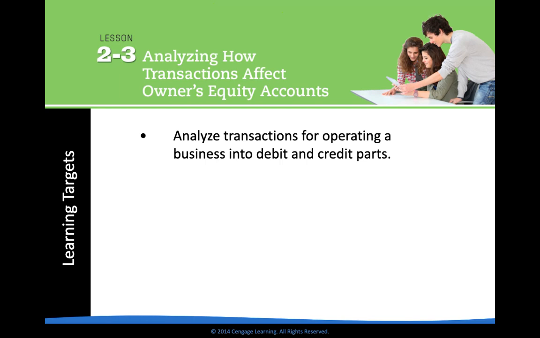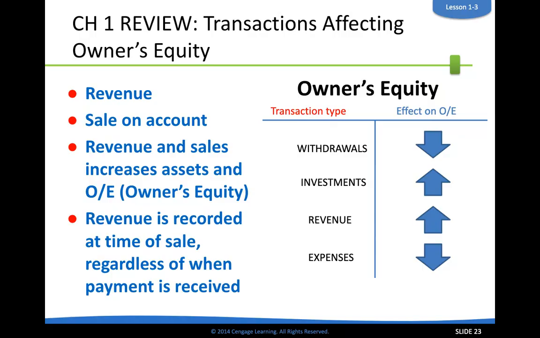So let's dig in. Again, it's using the same stuff that we looked at in chapter 1. Transactions affecting owner's equity are things like revenue and expenses. When you sell something and you get cash for it, or if somebody owes you money, you can count that as revenue. That has an effect, as you see here. There are different types of effects on owner's equity. Revenues always increase owner's equity. Expenses, when you spend money on things like supplies, would decrease owner's equity.